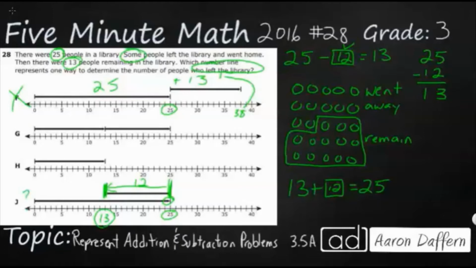Let's see about G. G starts just at 13, and then they add 12, I think that's 12, to get up to 25. Well, that could work, but it doesn't represent this number sense, because what we need to do is start all the way up at 25 and then move back. So that's actually pretty close, but that's not going to show what we need here.